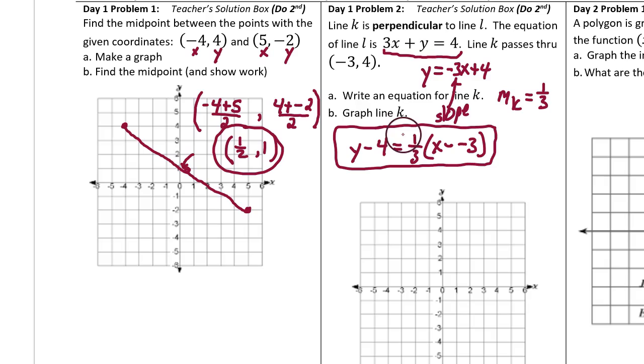We can now graph a picture of line K. We know it goes through negative 3, comma 4. That's located here in quadrant 2. And we know its slope is 1/3. So from this dot, go up 1 unit and right 3 units. Up 1 unit and right 3 units. And that gets us our diagonal line.